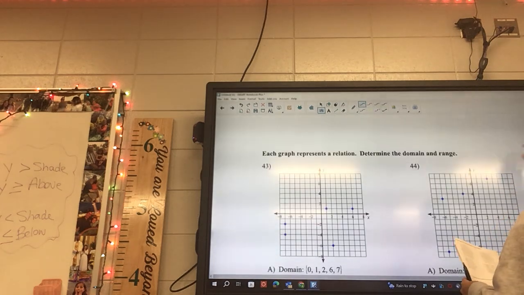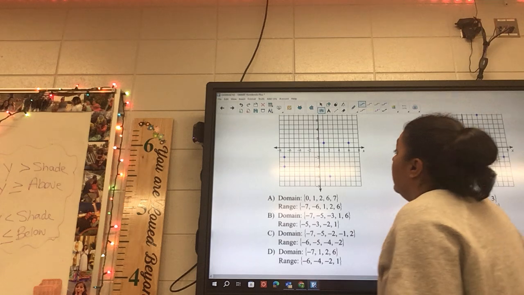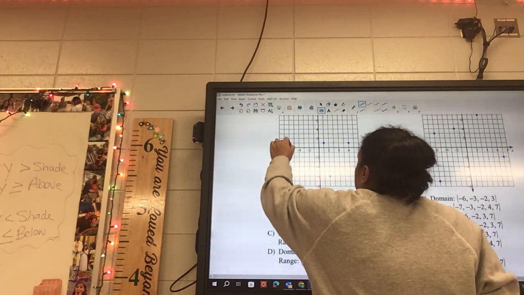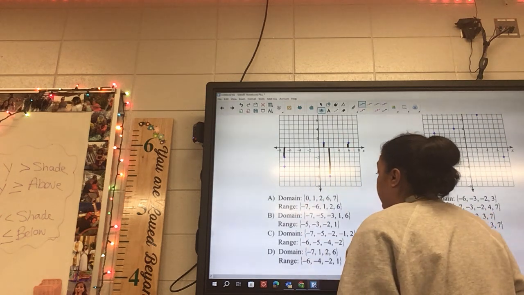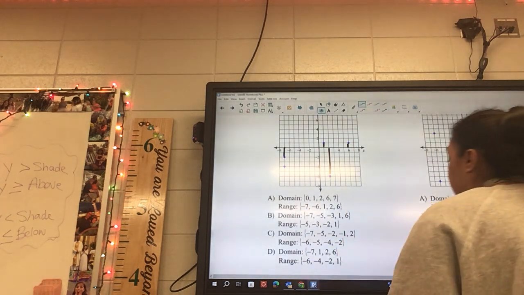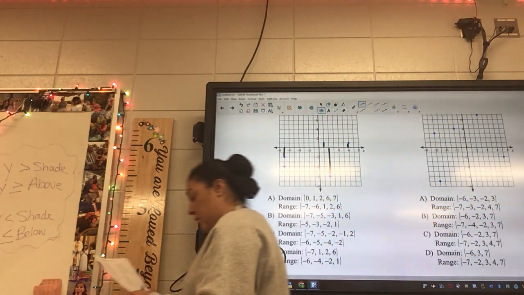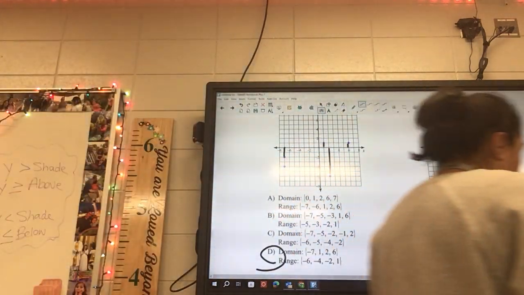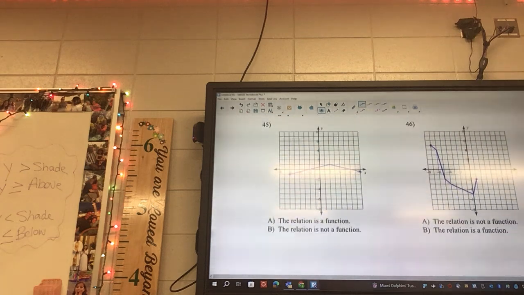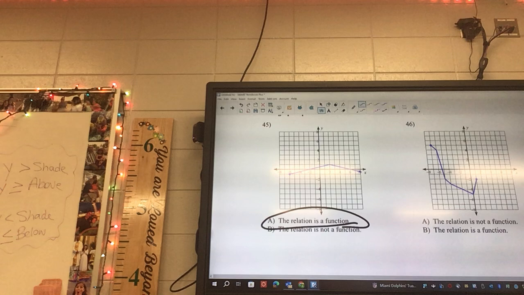Okay, 43, determine the domain and range. So the domain is gonna be -7, 1, 2, and 6. Which one is that? D. Okay, 45, is this a function? Yes. Remember, we do the vertical line test, and so this one is a function.